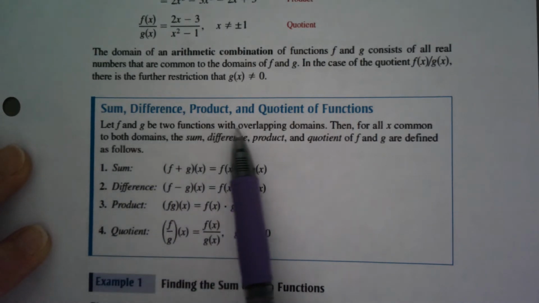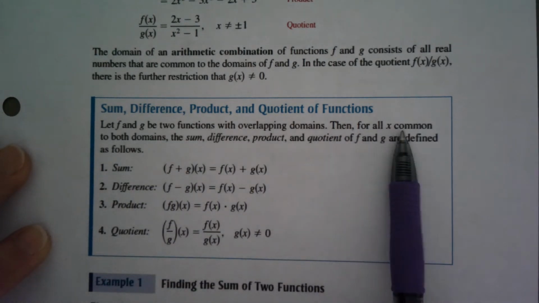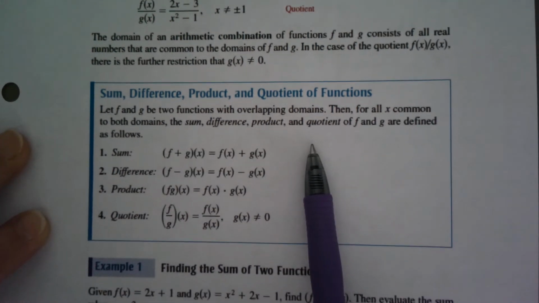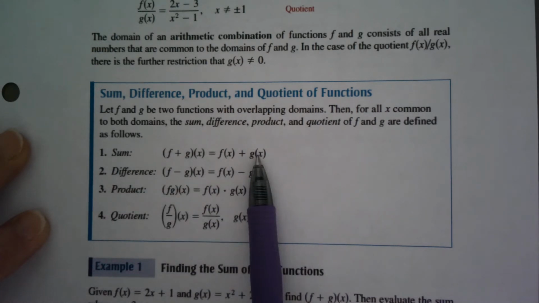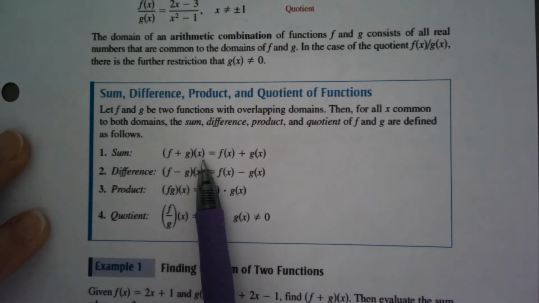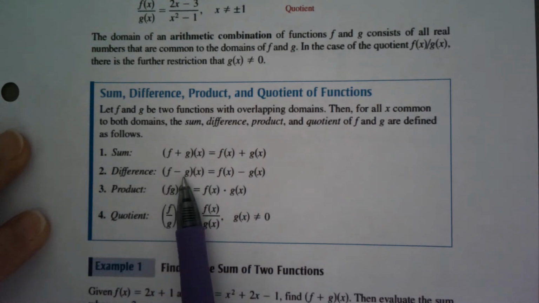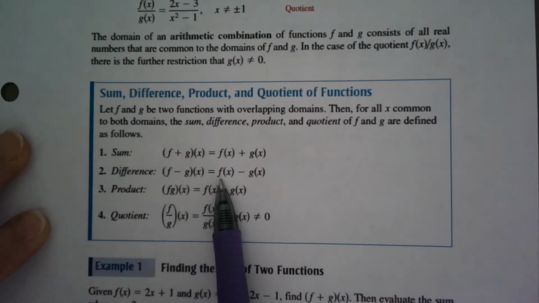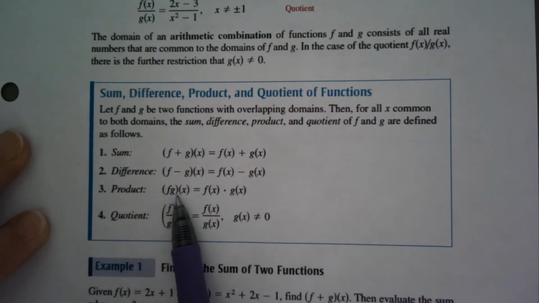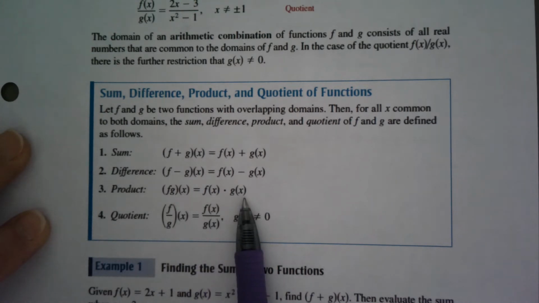Let f and g be two functions with overlapping domains. Then for all x common to both domains, the sum, difference, product, and quotient are defined as follows. So just another way of writing f of x plus g of x can be written as f plus g of x. The difference, f minus g of x, is equivalent to f of x subtract g of x. And the product, fg of x, is equivalent to f of x times g of x, and quotient f divided by g of x is equivalent to f of x divided by g of x. G of x cannot equal 0.